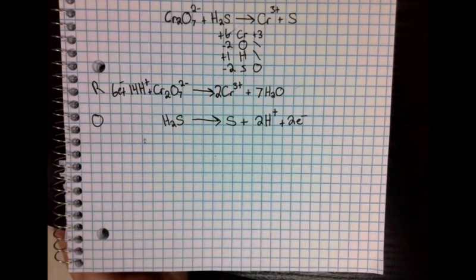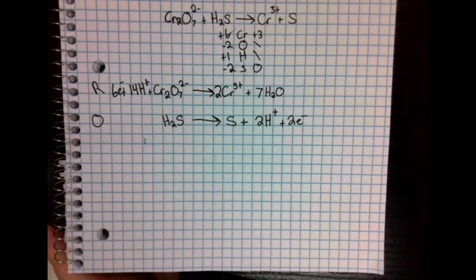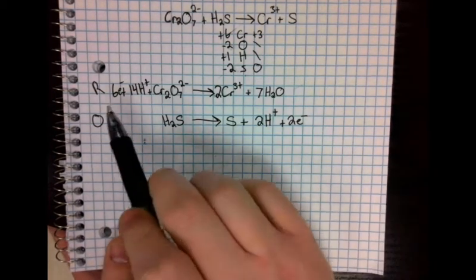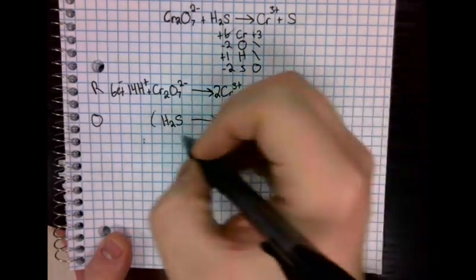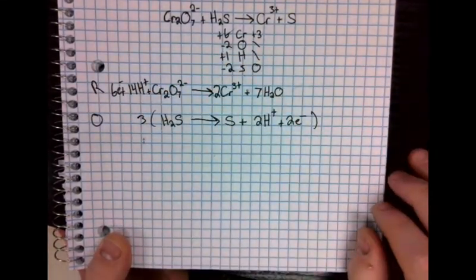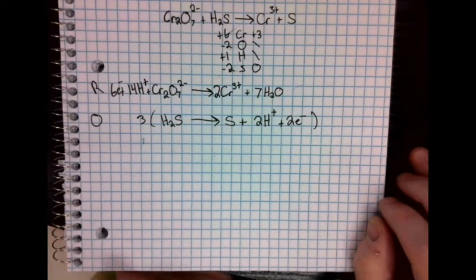All right, once you have this, it's a lot bigger than the ones we used before, but now it's the same process. We need to get the electrons to cancel out, and then we're going to add all of our stuff together and cancel anything that's the same. So you have 6 electrons on the left here, we have 2 electrons here, which means we're going to have to multiply this whole bottom piece by 3.